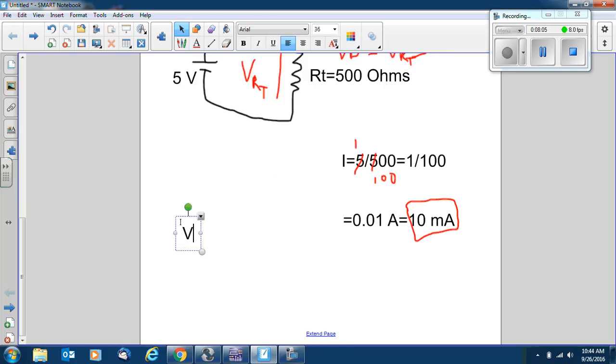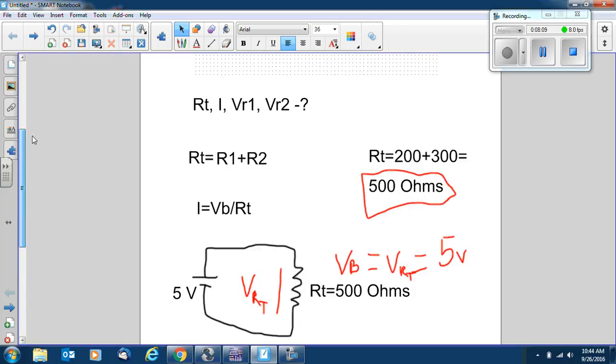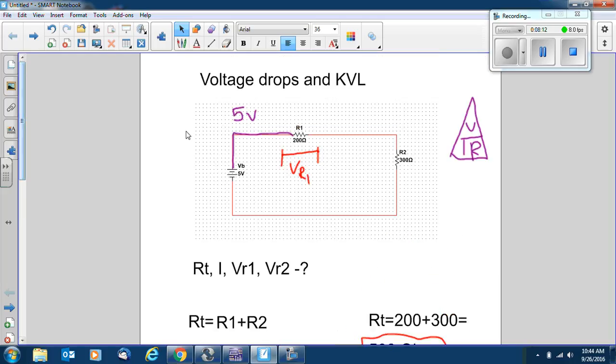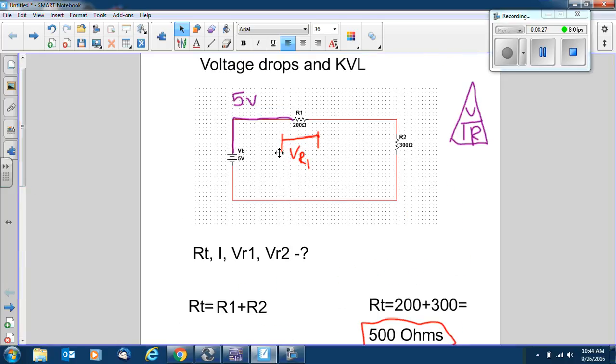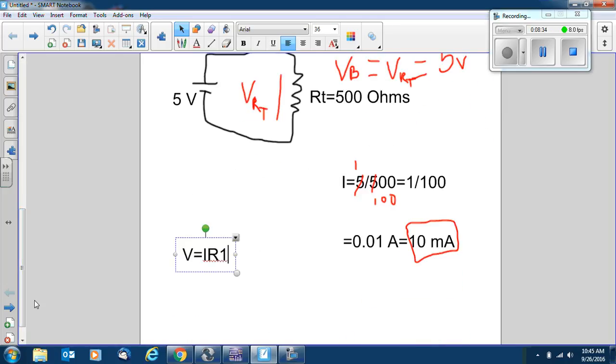My V equals I times R. And I have only one current in here because I have only one loop. There is no place for the current to split up. It all goes just in these wires. But which R? Well, we are looking for the voltage drop of this resistor, so it has to be the resistance of this resistor. So it's, of course, R1. Okay, I've got the formula now. I'm going to use it.